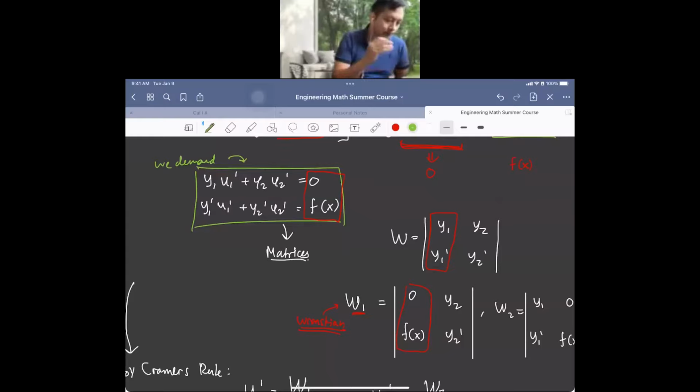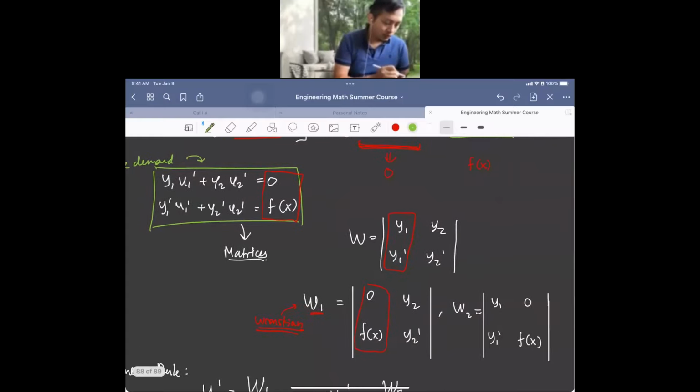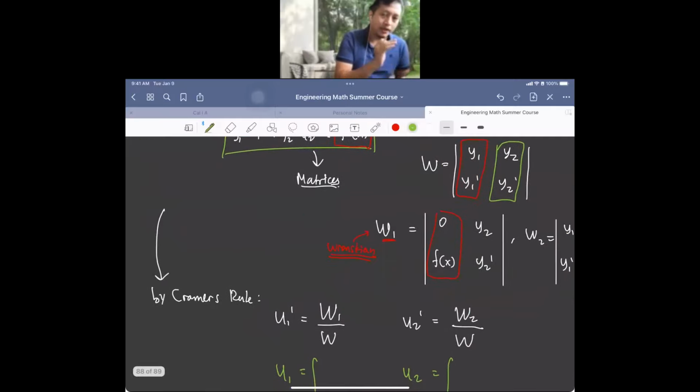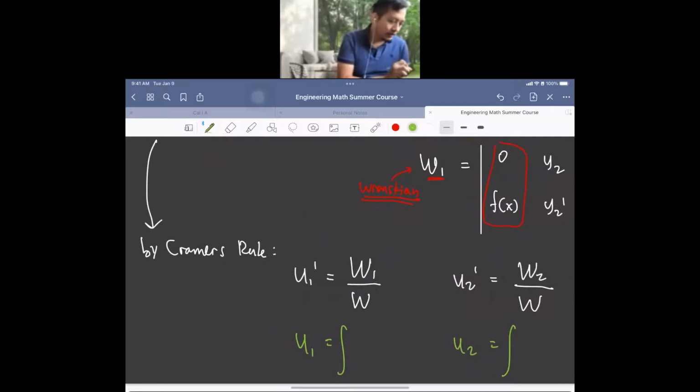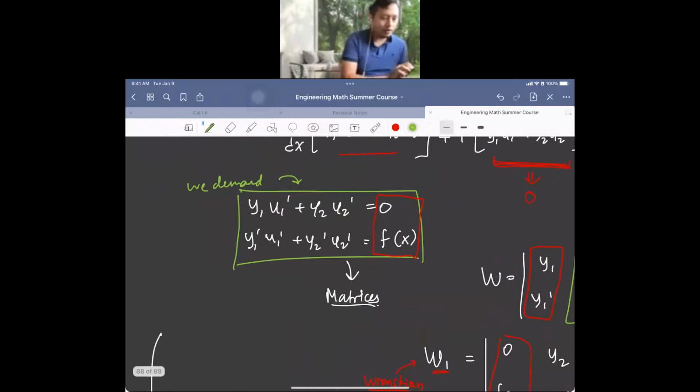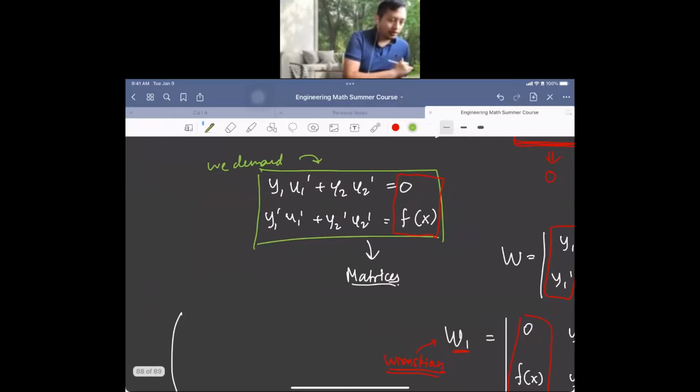And then for the second Wronskian, we change the second column. This is the second column, changed with 0, f of x. And then Cramer's rule says that you get the solution by taking the result from W1 over W for u1 prime. If you remember, this is the variable that we are going to look for, u1, right? And this is the second variable, right?